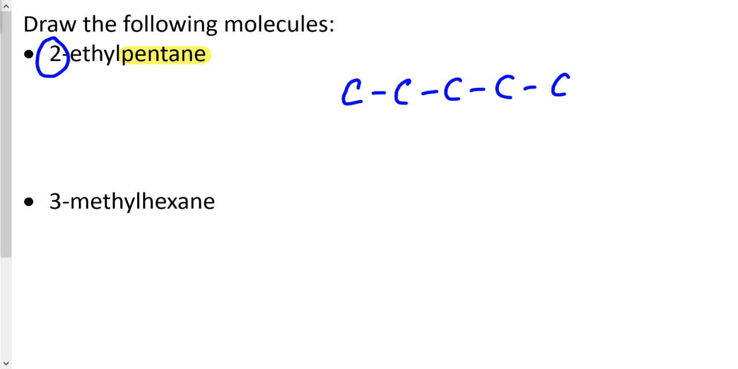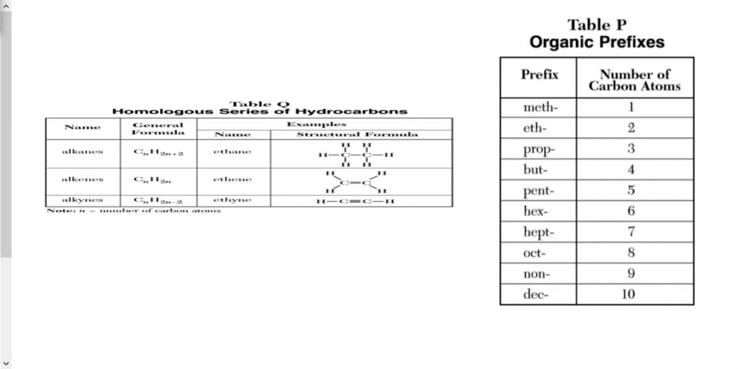So you can count it from left to right or right to left. It's up to you. If you count it from right to left this time, this is your second carbon. This is where we have to have an additional group. What additional group? In this case, we have an ethyl group. What is an ethyl group? Let's go back to reference table P.